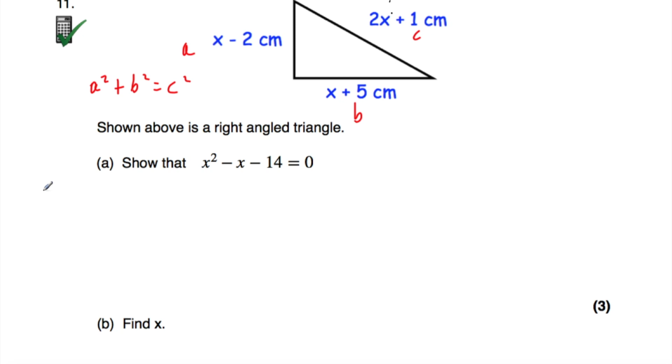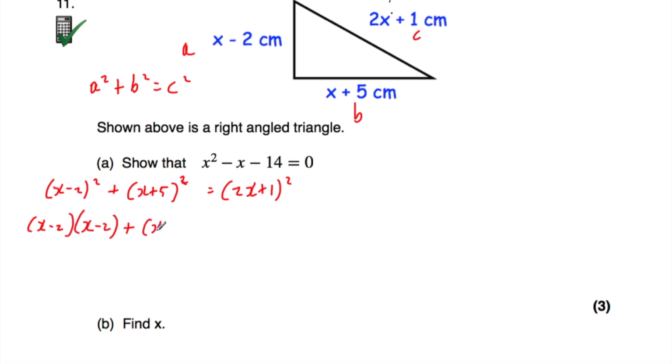So we're going to have, instead of A squared, x minus 2, close bracket squared, plus, instead of B squared, x plus 5, close bracket squared, and then instead of C squared, 2x plus 1, close bracket squared. So we've got x minus 2 squared plus x plus 5 squared equals 2x plus 1 squared, and because it's a right angle triangle, it'll have to satisfy Pythagoras' theorem. So let's expand our brackets. Remember, whenever we square a bracket, we multiply it by itself, so it's x minus 2 times x minus 2, plus x plus 5 times x plus 5, and that equals 2x plus 1 multiplied by itself, 2x plus 1. Now we just need to expand our brackets.